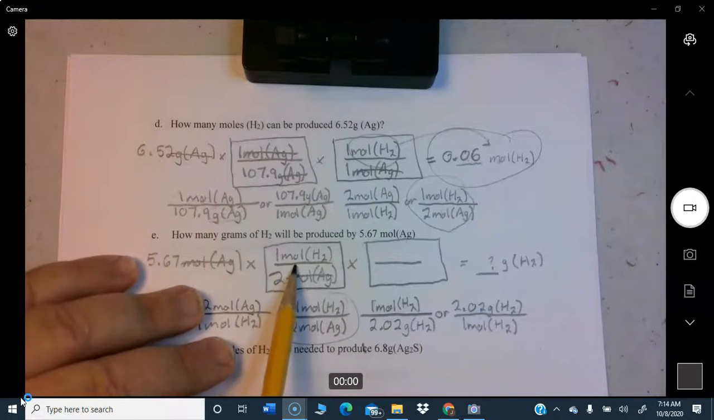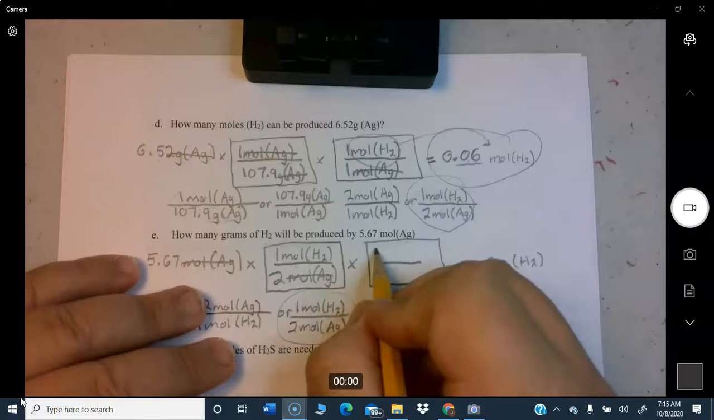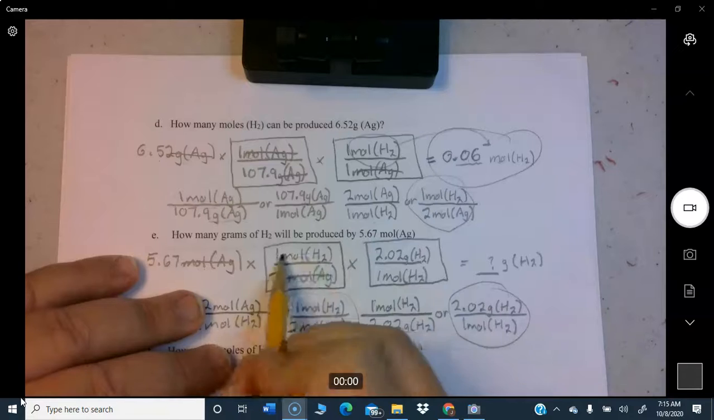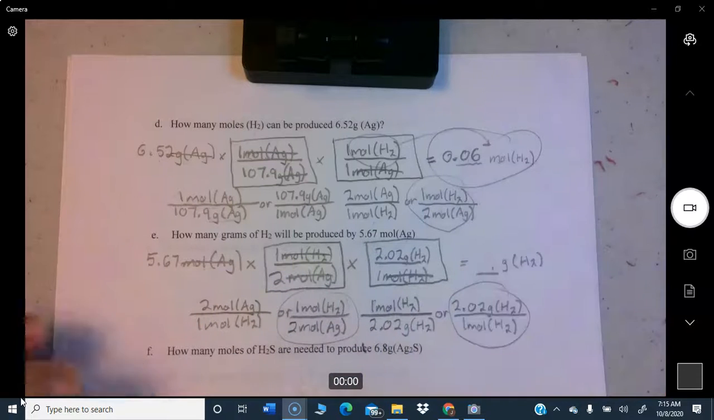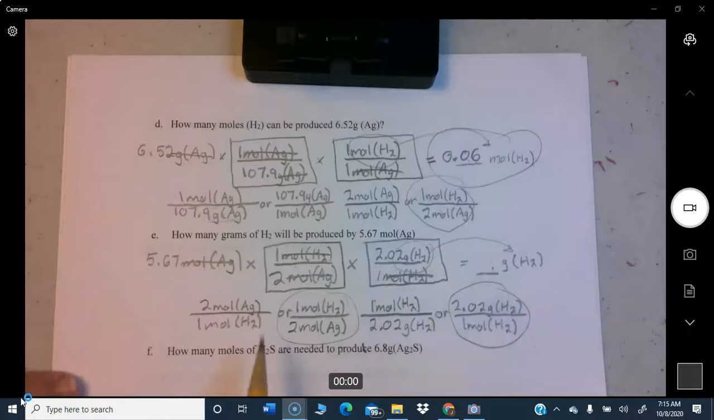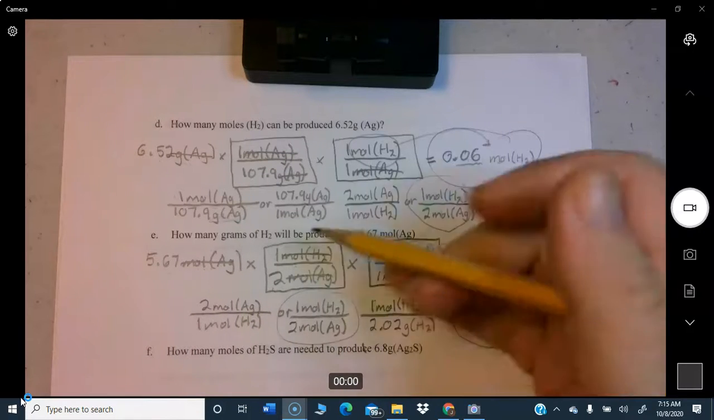Okay, we need moles of H2 to cancel and grams of H2 to appear on the top for the final answer, so it's going to be this one right here. So the last man standing is grams of H2. There it is. So now we're going to multiply 5.67 times 1 times 2.02 divided by 2 divided by 1. And that gives us 5.8.